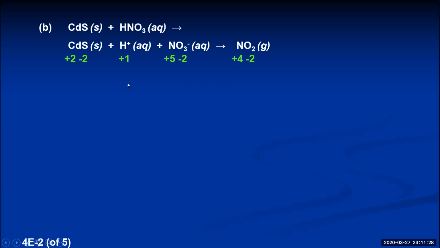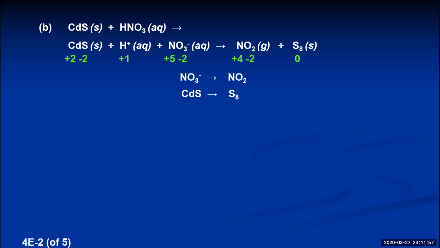We have to find an element whose charge can go up. Cadmium can't go any higher than 2. Hydrogen can't go any higher than 1. But sulfur is an anion, and negative ions can be oxidized up to their elemental state. So we're going to produce elemental sulfur, which is an octaatomic molecule. To balance the reaction, we'll write the two half reactions. First, the nitrate turning into NO2, and then second, the cadmium sulfide turning into S8.